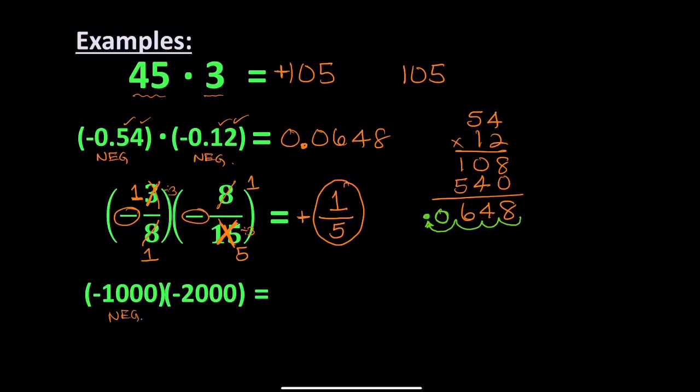Now this one right here, we got a negative again. We have a negative times a negative, and we got what? That's a positive, right? So this is one of those weird examples that I'm showing you here. But 1,000 times 2,000 is actually 2 million. Positive 2 million.